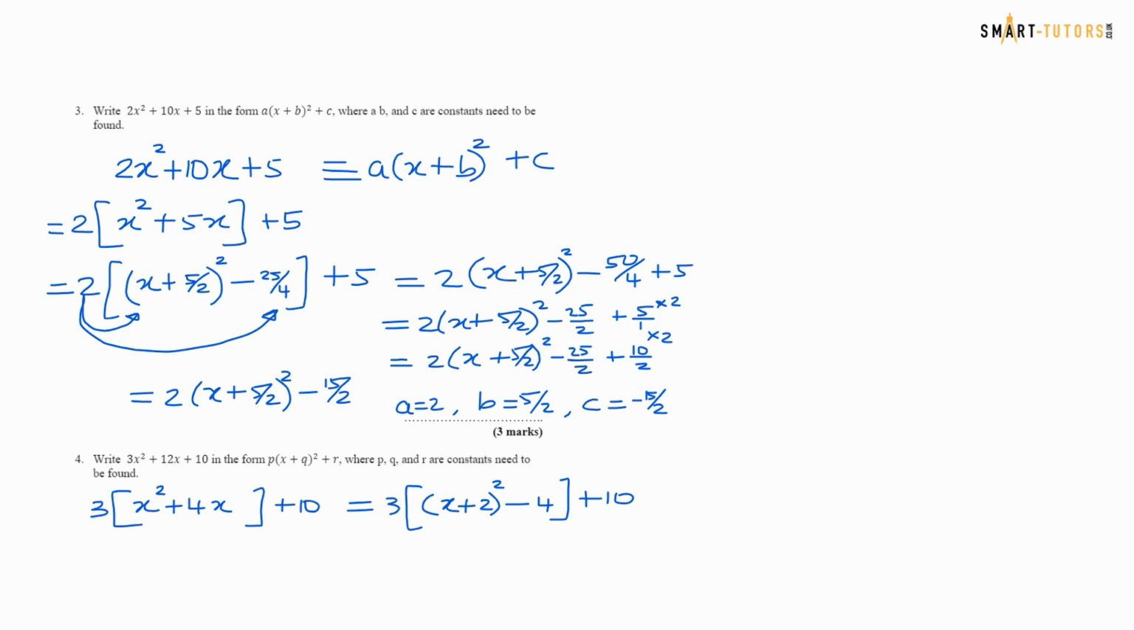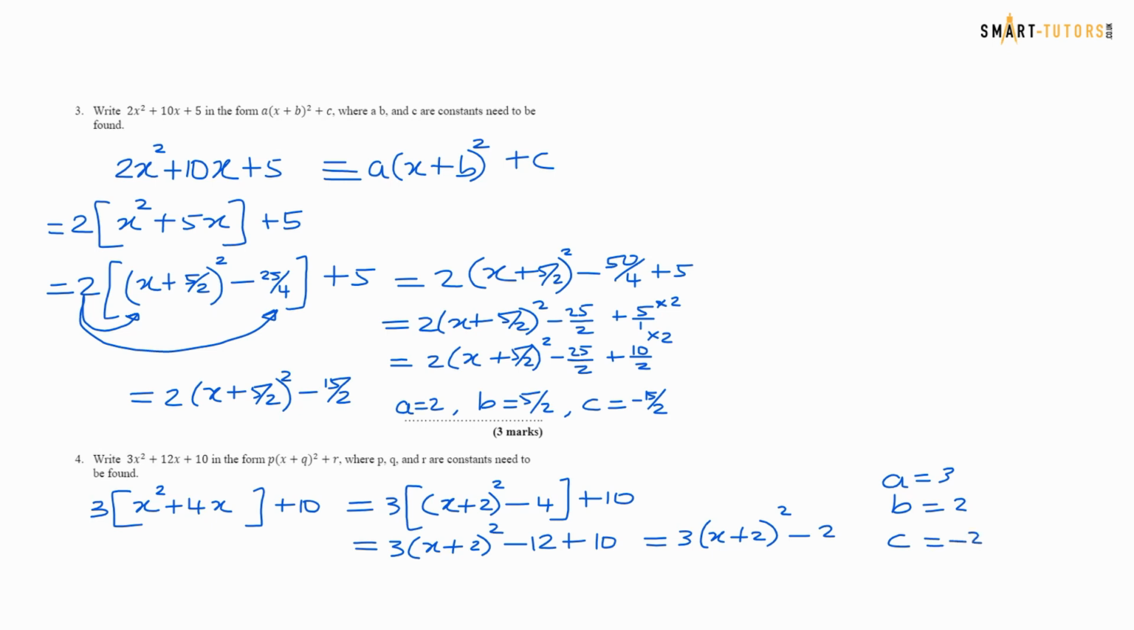So remember, when you take the 3 out it is x squared plus 4x. Then I put the x squared plus 4x into the completing the square bracket, (x plus 2) whole thing squared minus 4. Now I'm going to expand the bracket. So 3 times (x plus 2) whole thing squared, 3 times minus 4, which is minus 12, plus 10. So the final answer is going to be 3(x plus 2) whole thing squared minus 2. So now we found the answer: a equals 3, b equals 2, and c equals minus 2.